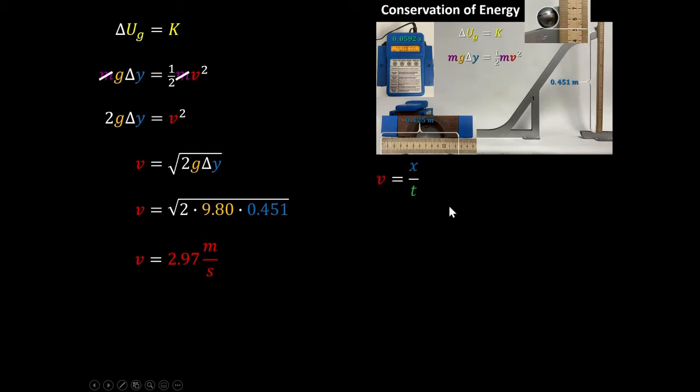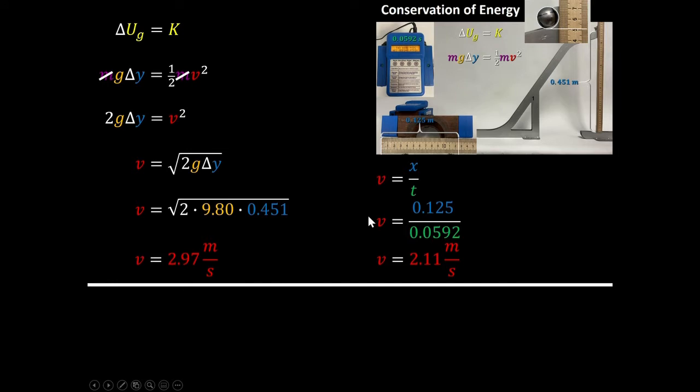Well, let's measure what it actually was doing. So velocity is distance divided by time, that distance divided by this time. It is actually going considerably slower than we said it should have been going. Yikes. We might need to know a little bit more about conservation of energy.